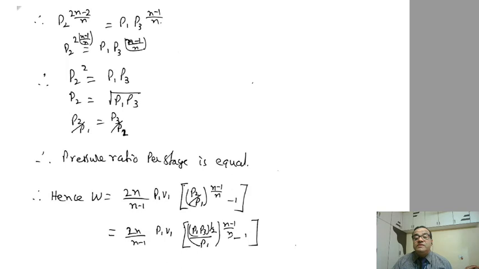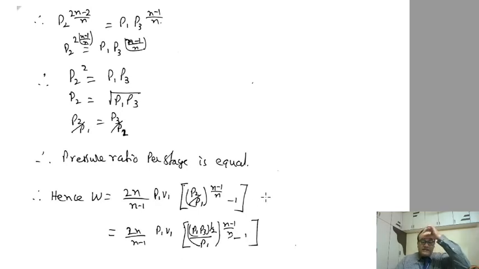This can take 2 as a common factor, so 2(n-1)/n, P1 P3^((n-1)/n). The power part (n-1)/n can be cancelled. So P2 squared is equal to P1 P3, or P2 is equal to the square root of P1 P3. If you take it, this gives P2/P1 equal to P3/P2. Therefore, the pressure ratio per stage is equal.